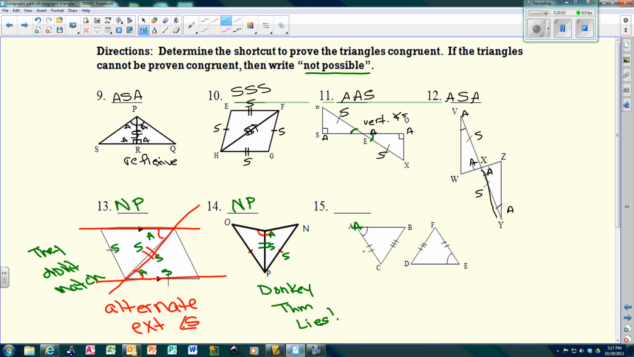All right, so now last one. We have an angle and two sides. Here I have an angle and two sides. They match again, but what's the problem? The Donkey Theorem lies. So we want to make sure that we understand that angle side side does not work.